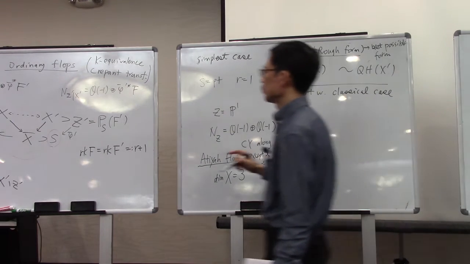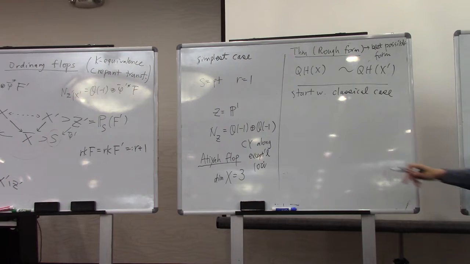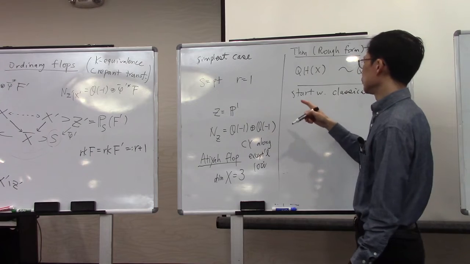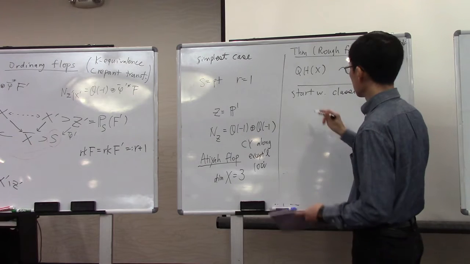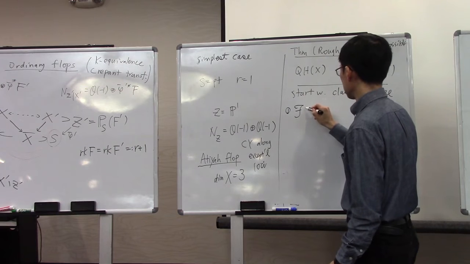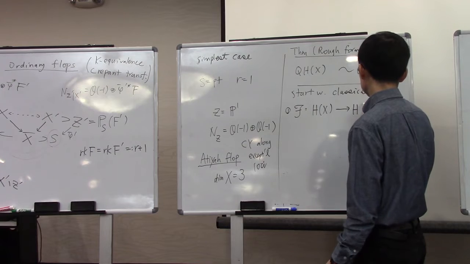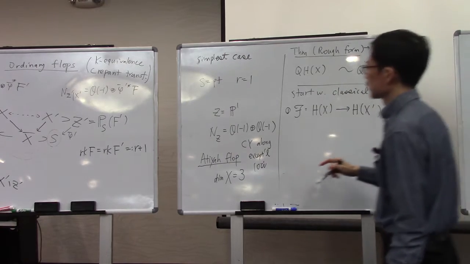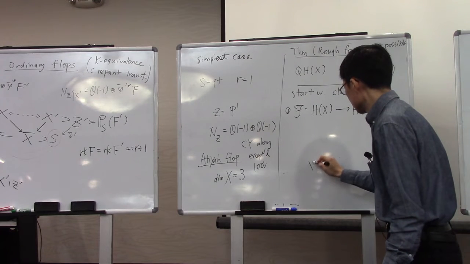First of all, if I want to identify quantum cohomology, I better first identify classical cohomology. You want to first identify classical cohomology, and then use that identification to identify your quantum cohomology. What do I mean by this? First, you want to show that there is a natural correspondence, and this natural correspondence is the following.